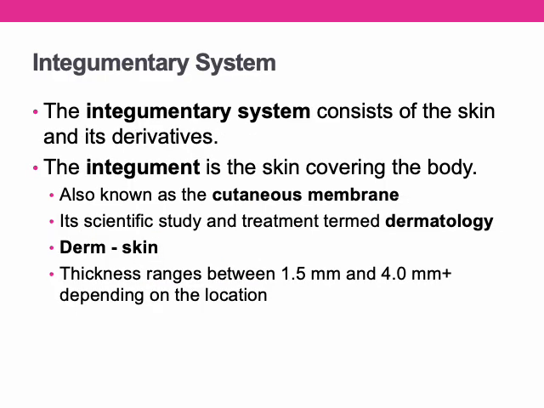Once again, the integumentary system consists of the skin and its derivatives, and the word integument means specifically the skin that is covering the body. So the skin that you see is known as integument, and another term for it is the cutaneous membrane. The word cutaneous means surface, so it's the surface membrane. Another word for the skin is derm. The scientific study of the skin and the integumentary system and how to treat it is known as dermatology, and an expert in this field is known as a dermatologist.